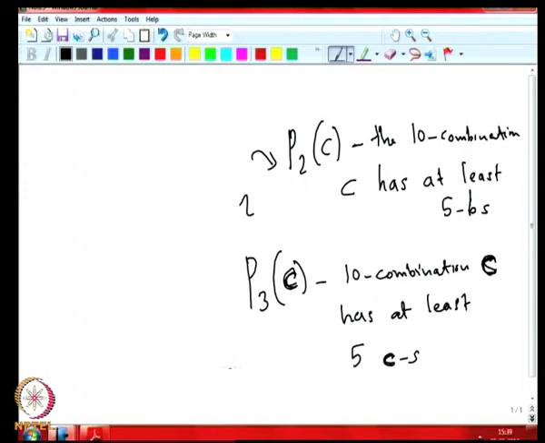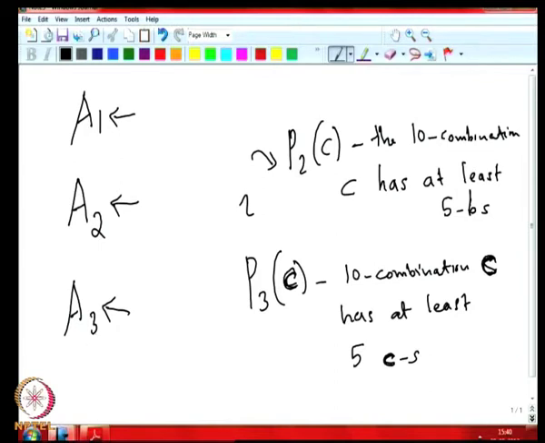So, these are the 3, and of course, as usual we will define A1 to be the set of 10 combinations from the universe which has property P1, namely those with at least 4 A's in it. Similarly, A2 is the set of those 10 combinations from the universe which has property P2, that means at least 5 B's in it, and A3 is the set of 10 combinations from the universe that has property P3, right.